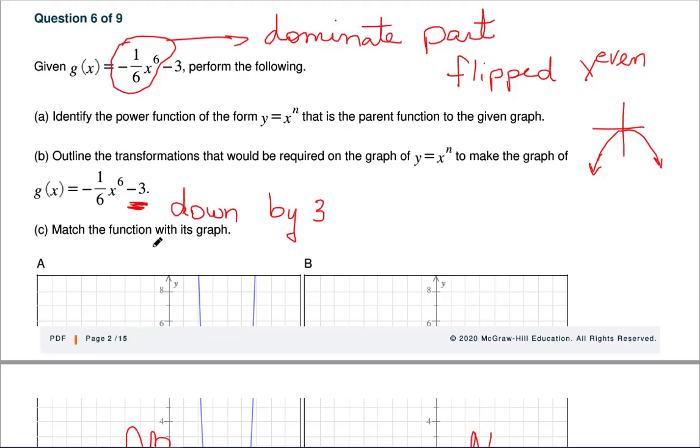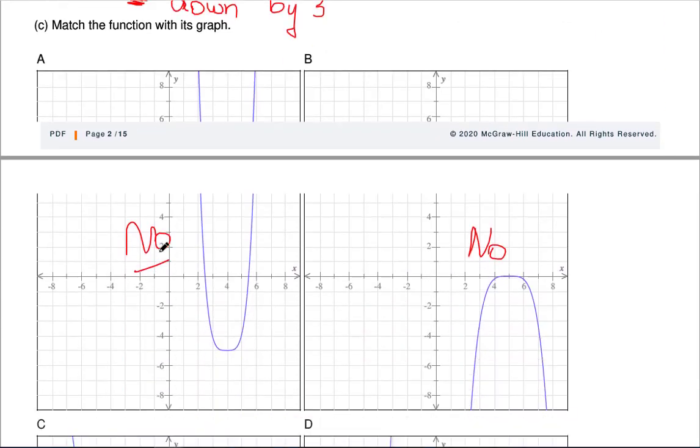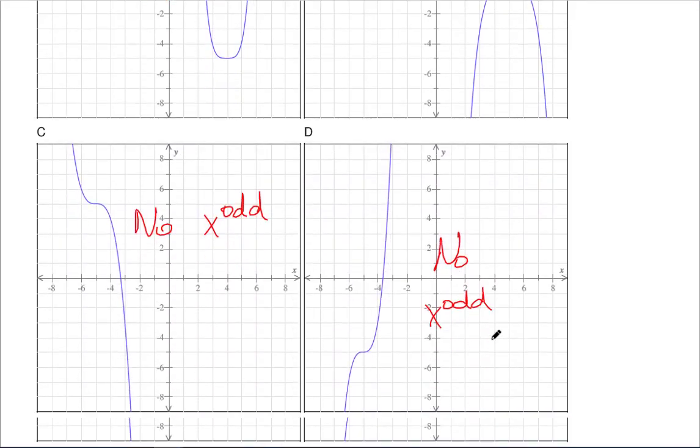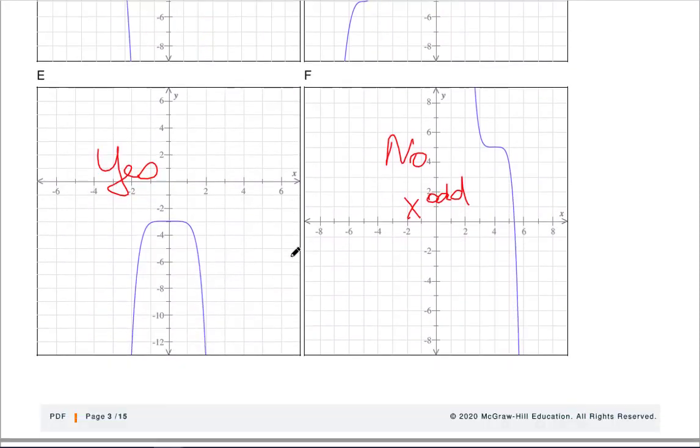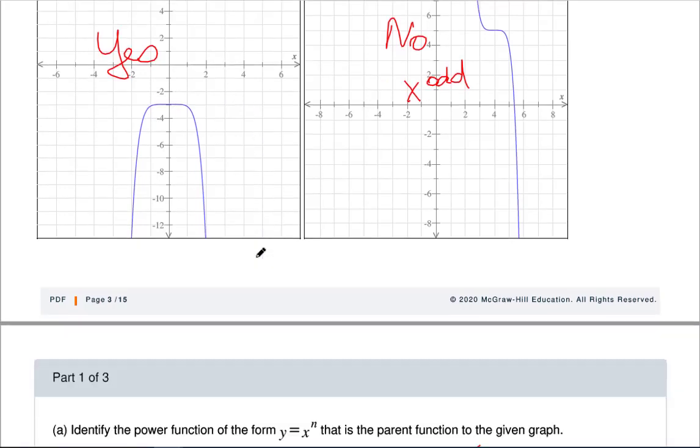All right, so well, which one would that be? I'm looking for a flipped over parabola moved down by 3. No on A, it's not flipped. No on B, that didn't move down, it moved right. C and D look like x to odd power, so no, not that. And again, F looks like an odd flipped over. And this one looks good. This one is shifted down. Notice it's shifted down by 3. And so it is that.